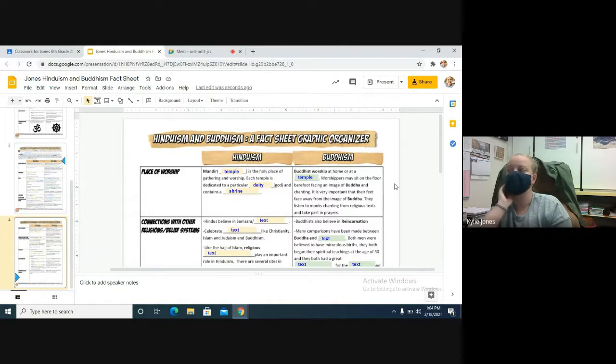So Buddhists will also worship at the temple or at home. Worshippers may sit on the floor barefoot, facing an image of Buddha, and chanting. It is very important that their feet face away from the image of Buddha. They listen to the monks chanting from religious texts and take part in prayers. So that is Buddhism and their place of worship. Essentially, that can be done anywhere as long as their feet are facing away from Buddha.